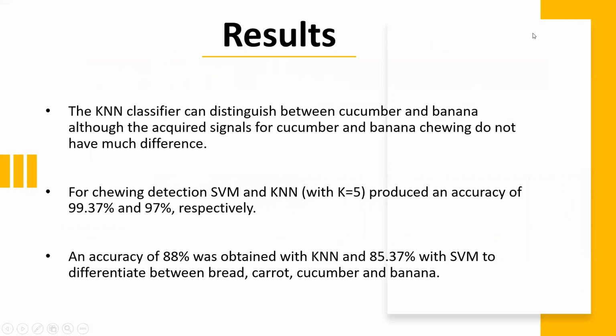For chewing detection, SVM and KNN produced accuracies of 99.37% and 97% respectively. And we got an accuracy of 88% with KNN and 85.37% with SVM to differentiate between bread, carrot, cucumber, and banana. The main idea of conducting the in-lab study was actually to see how we can differentiate between different types of food which have different hardnesses. And we got a very good accuracy from that.